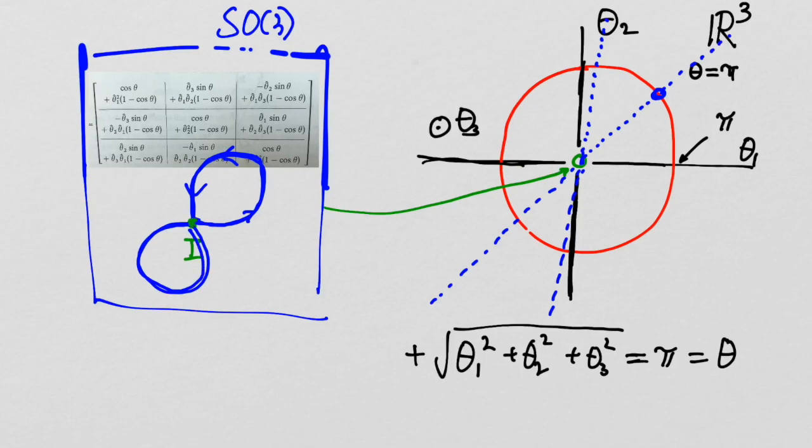And the reason that's important is that means this is a compact Lie group. That's what it means by compact.